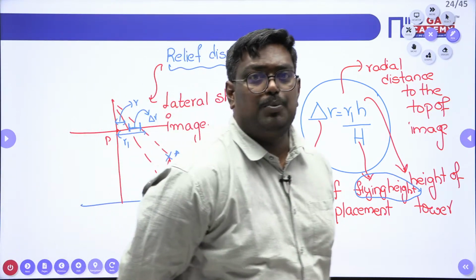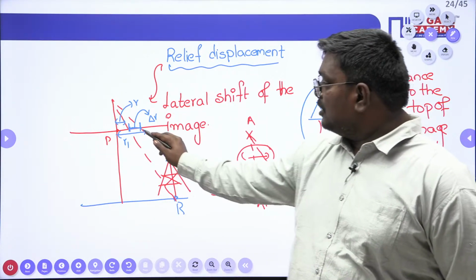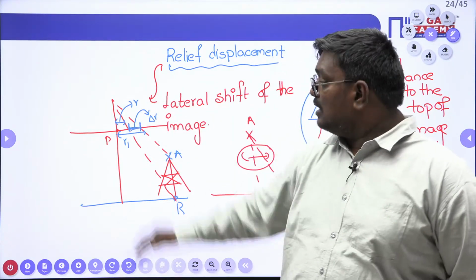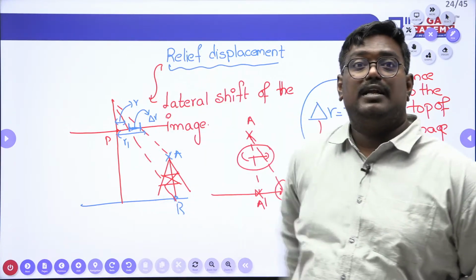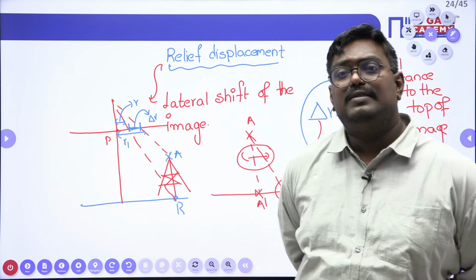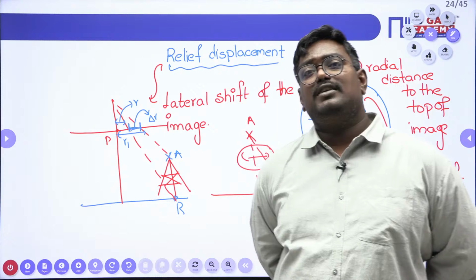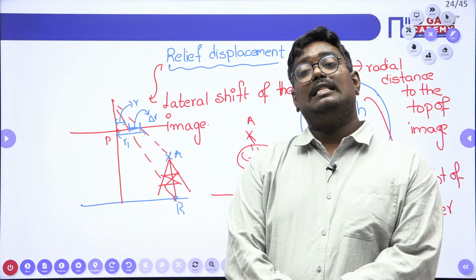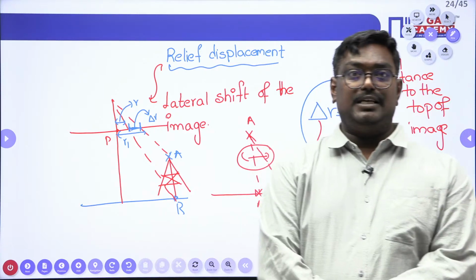So I hope you are clear. Again, I am telling you, if the height of the object is more, the delta R will be more. If the flying height is more, the delta R will be less. So this is what exactly relief displacement means. What is relief displacement? It is the lateral shift of the image. It is useful for finding the height of the object or a chimney or anything.